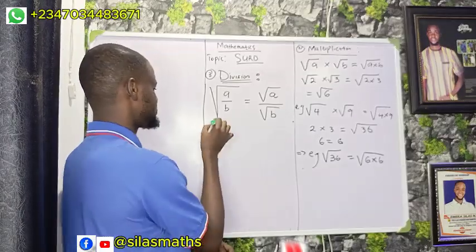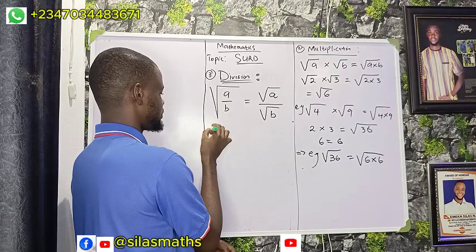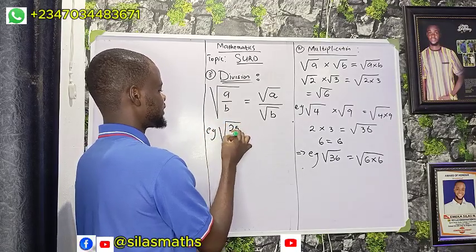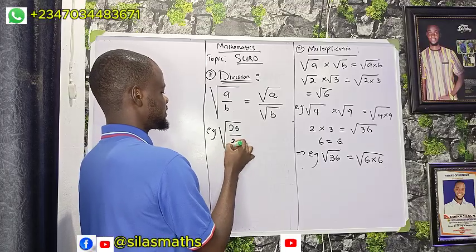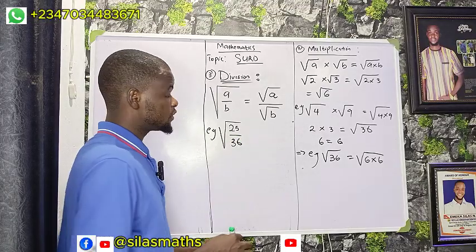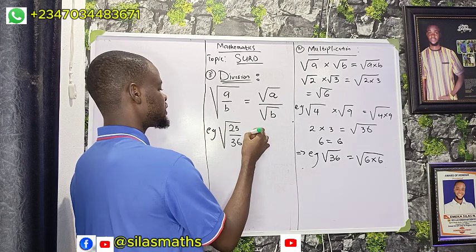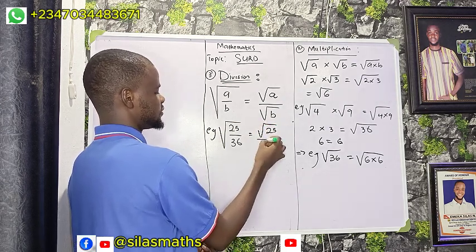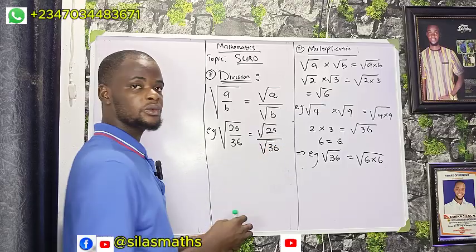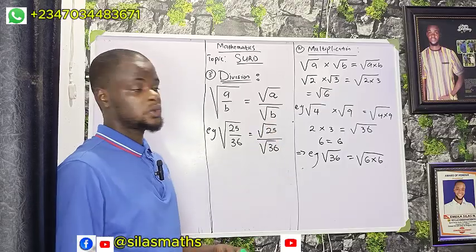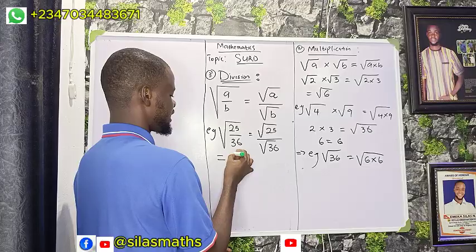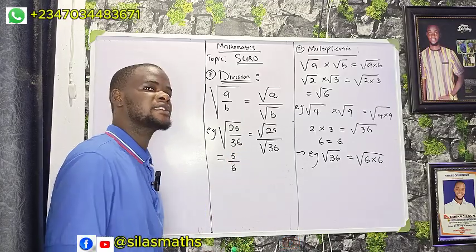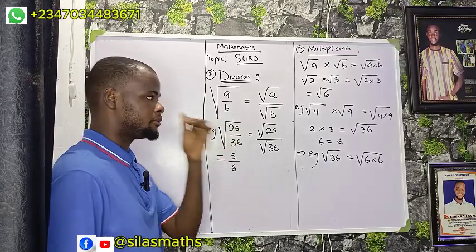So let's say I have, for example, square root of 25 divided by 36. I can find the square root of the numerator, square root of 25, divided by square root of 36. We already know that square root of 25 is 5, so that will give me 5 over 6. So we can express surds in this form.